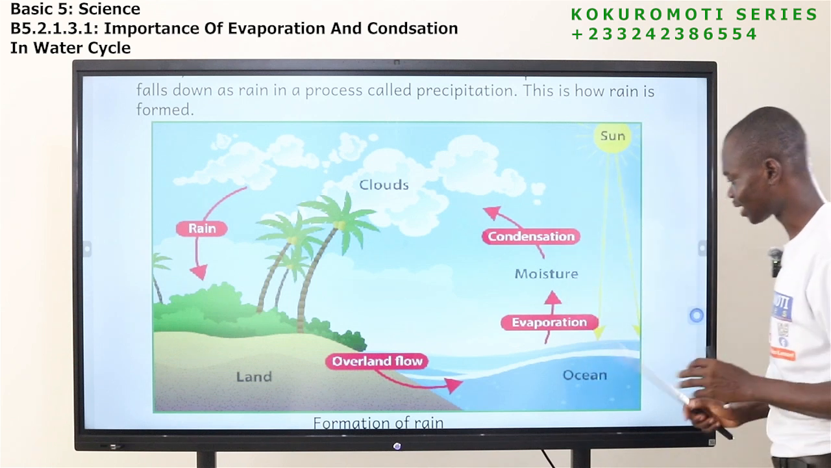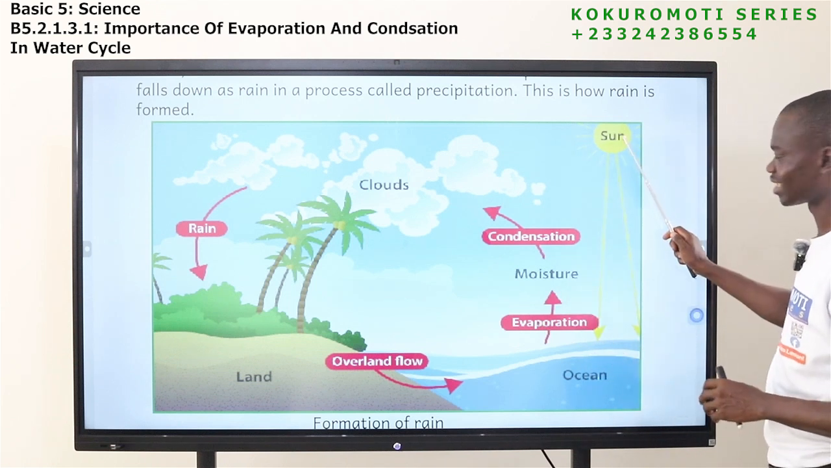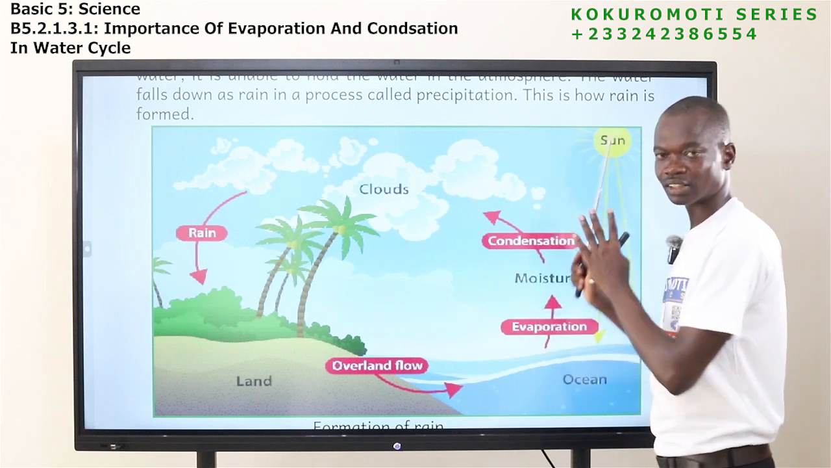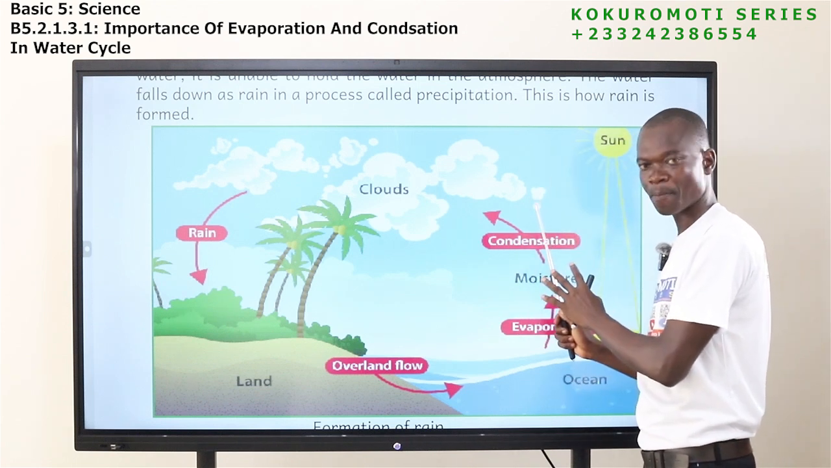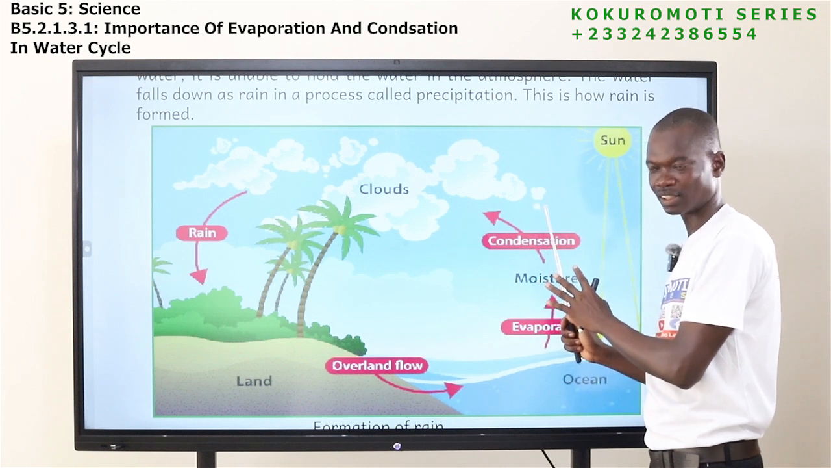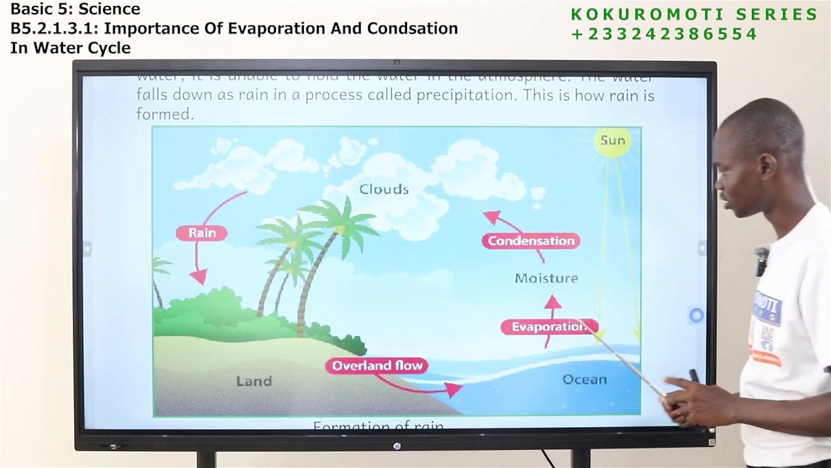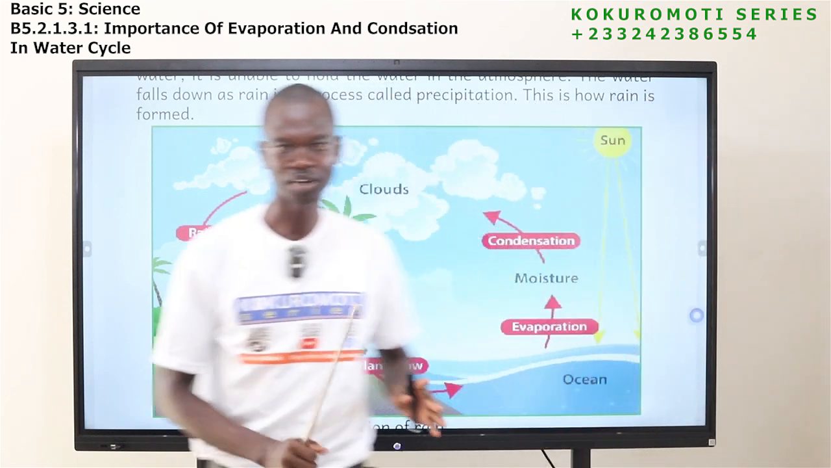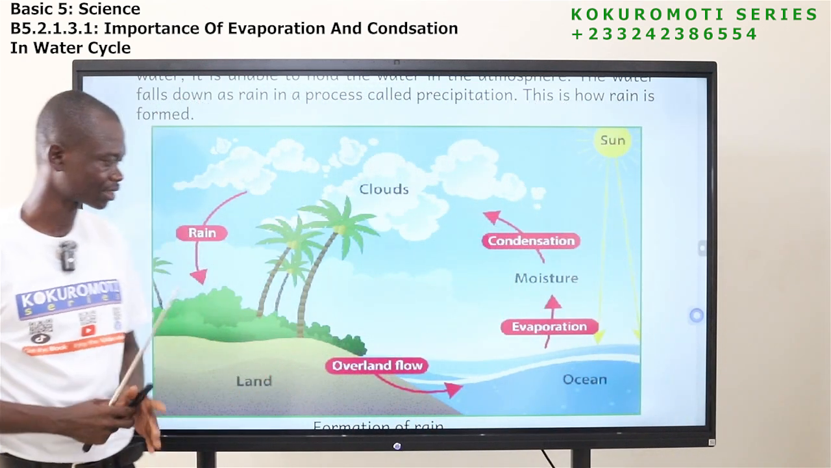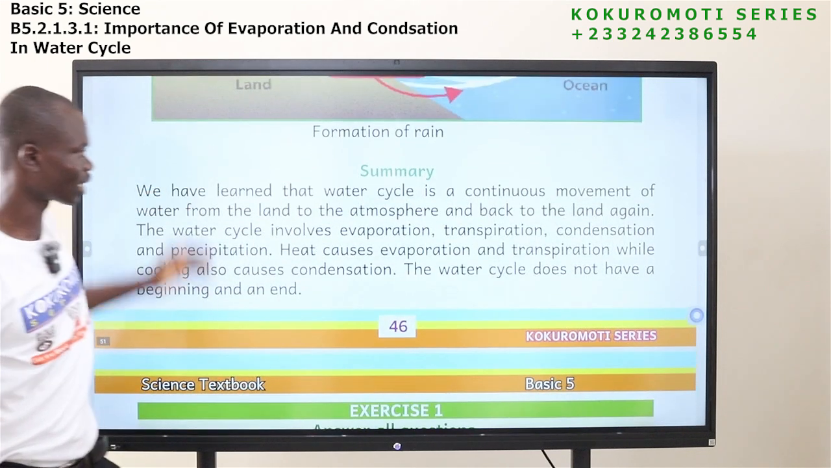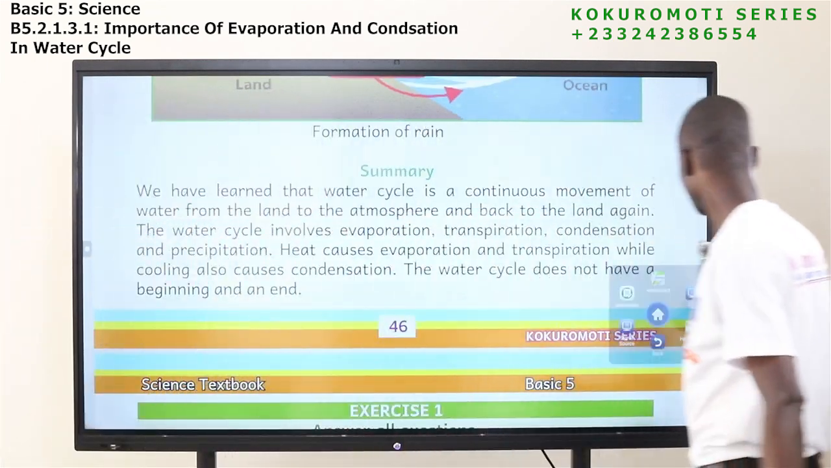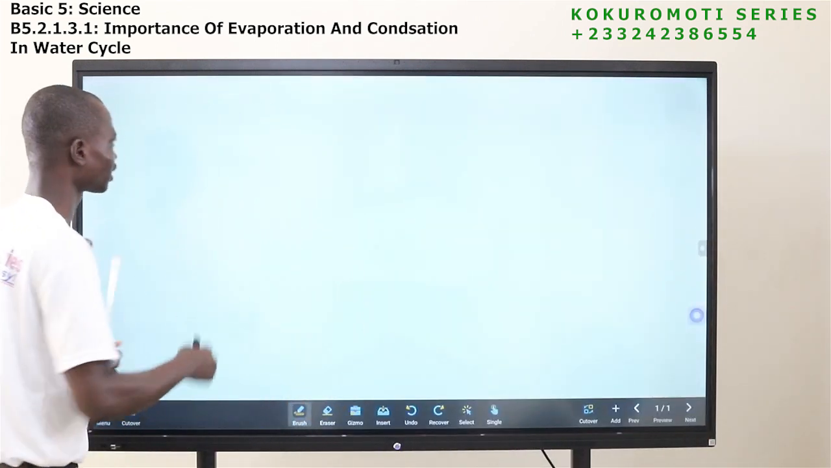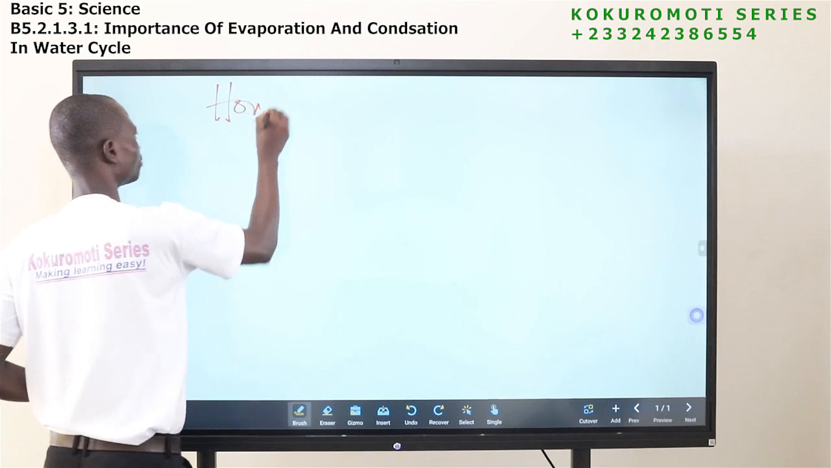So you should understand that evaporation needs the sun. Condensation also needs what? The cooling nature of the atmosphere. I hope you get it. Okay, so condensation and evaporation, they are two important processes that we can find in the water cycle, the hydrological cycle. Okay, so we are coming to the end, but let me take you back and then show you something here. So we are talking about how rain is formed.